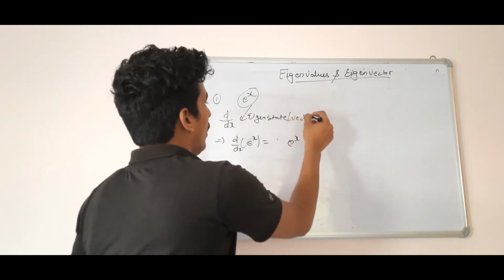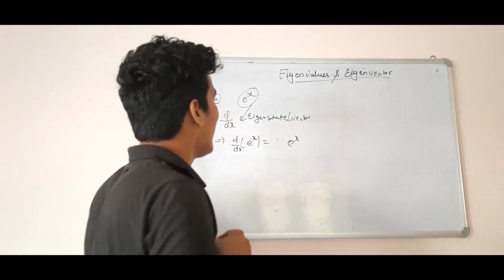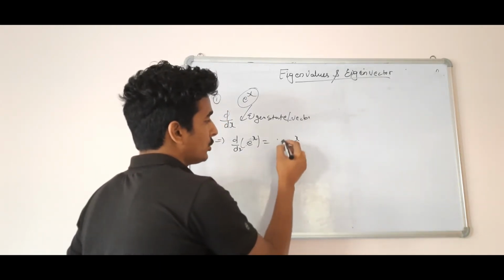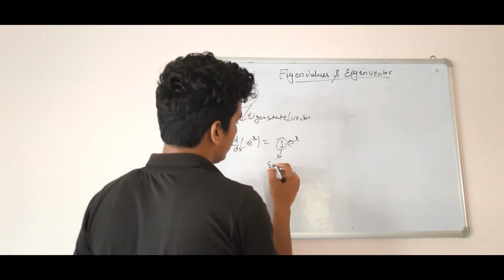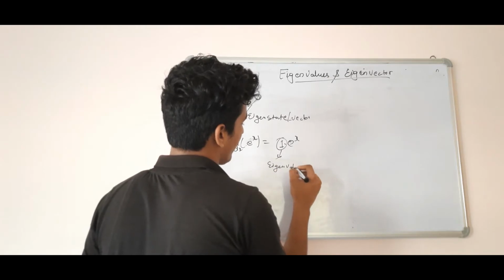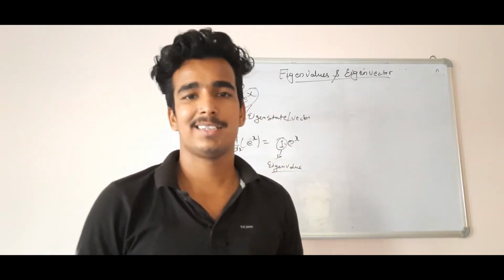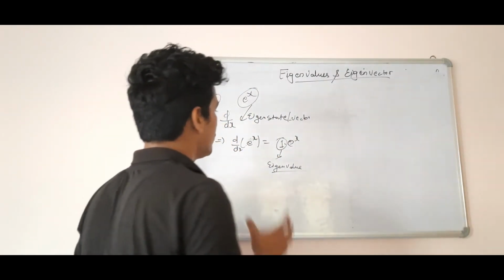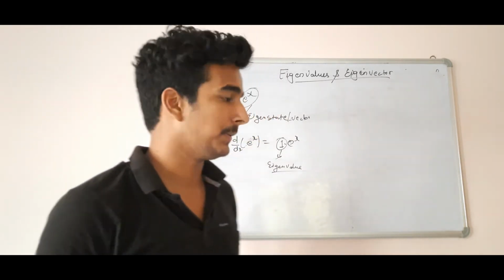Okay, or that scalar quantity by which the eigenstate is multiplied, this scalar quantity I say is eigenvalue. So this is a very layman example. This is not actually exact, but I just want to give you the interpretation of eigenvalues and eigenvectors.